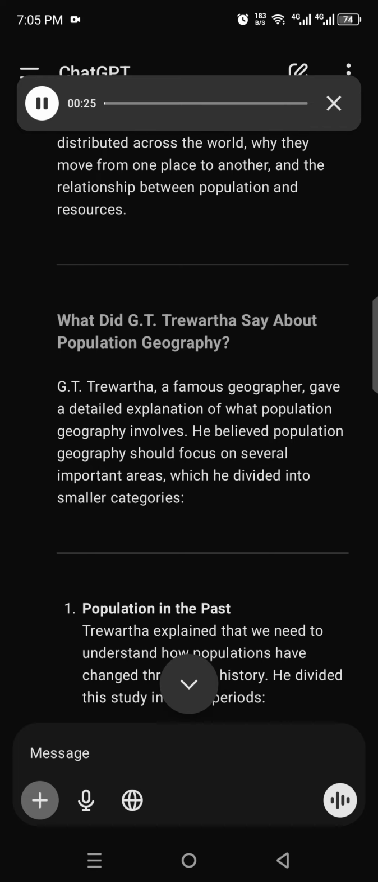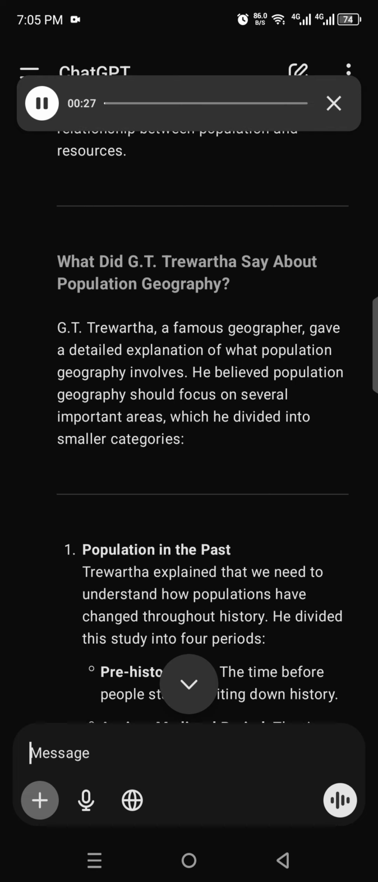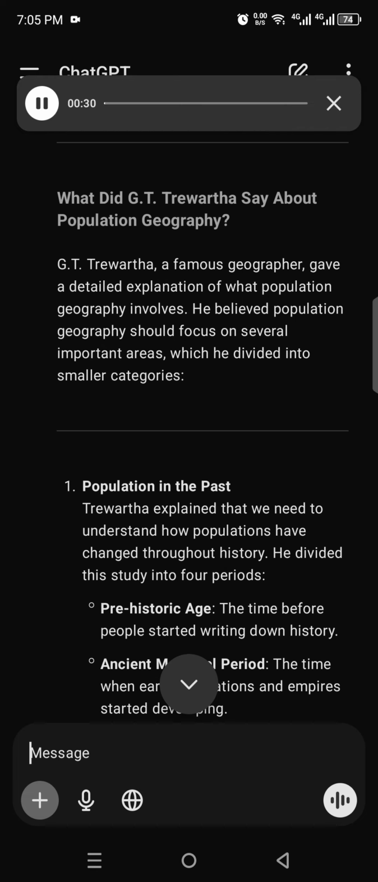What did G.T. Trewartha say about population geography? Trewartha, a famous geographer, gave a detailed explanation of what population geography involves. He believed population geography should focus on several important areas, which he divided into smaller categories.